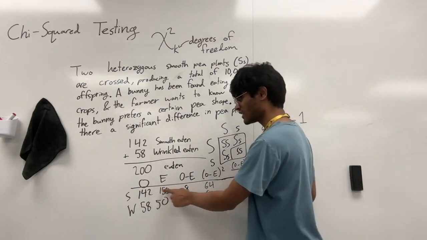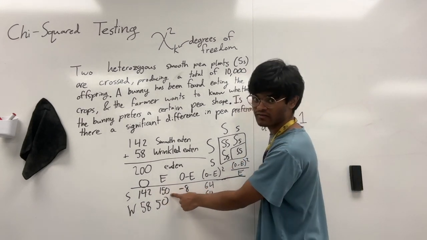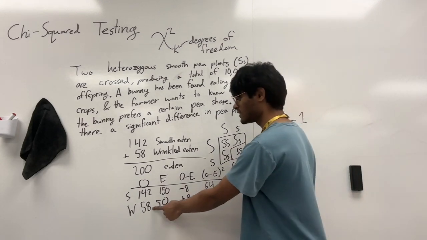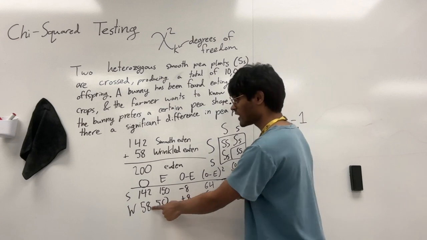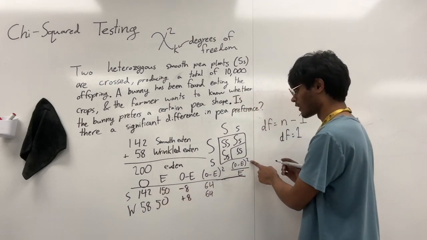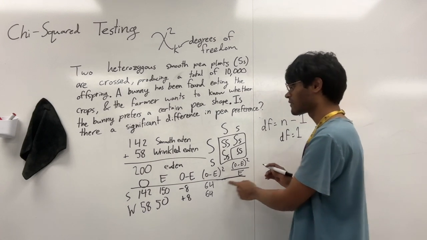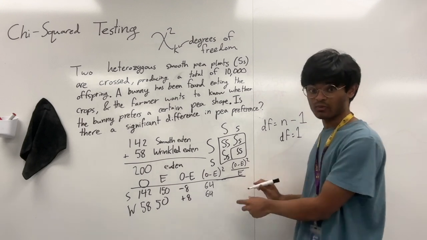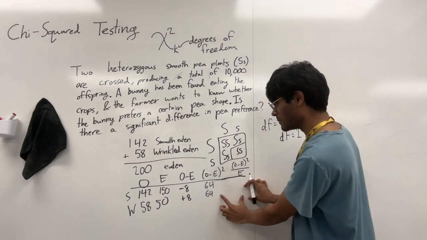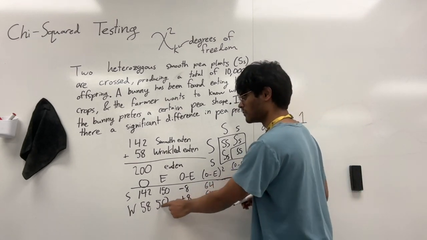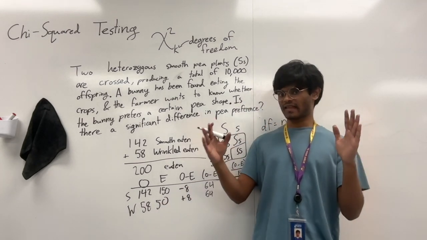A difference of 8 here between 142 and 150 shouldn't be as surprising as the difference between 58 and 50. The percentage difference here is bigger than this one. And so our chi-squared statistic that we're developing from adding the squared errors divided by the expected for smooth and wrinkled will be bigger for the wrinkled than for the smooth because we see a bigger percent difference between them.